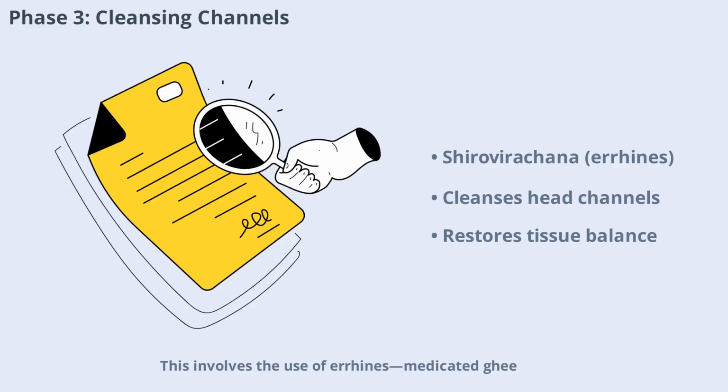This involves the use of errhines: medicated ghee boiled with clearing drugs and mixed with sugar, marrow, or fat. The goal is to cleanse the head and upper body channels, ensuring that any residual toxins are eliminated. This step is especially important after venesection, as it helps restore balance and clarity to the affected tissues.